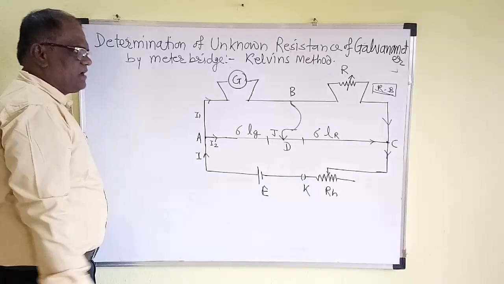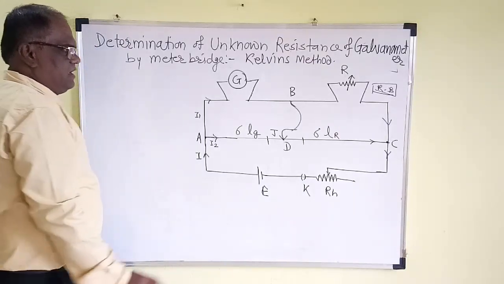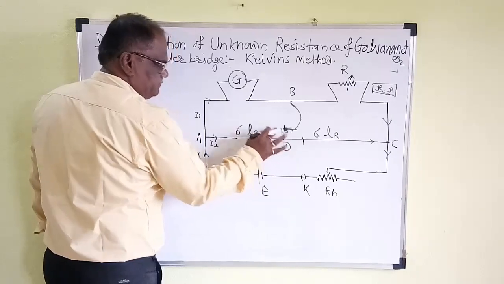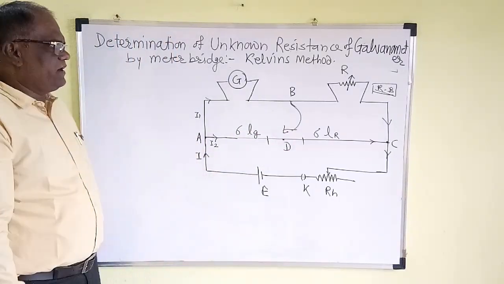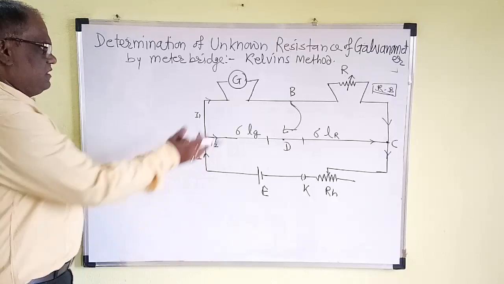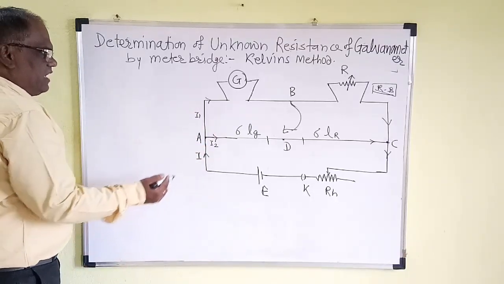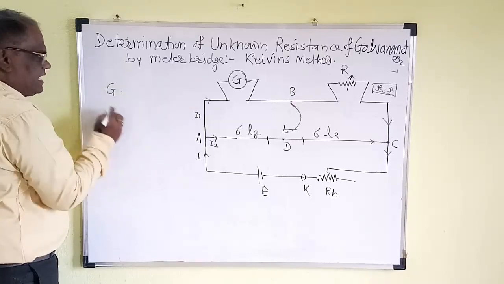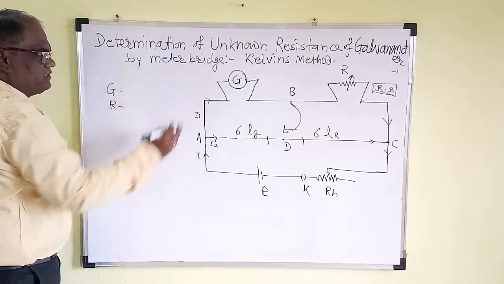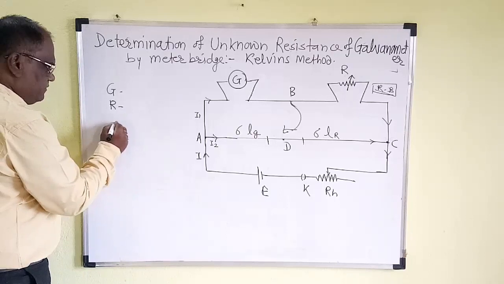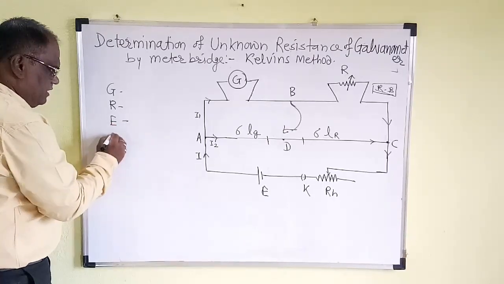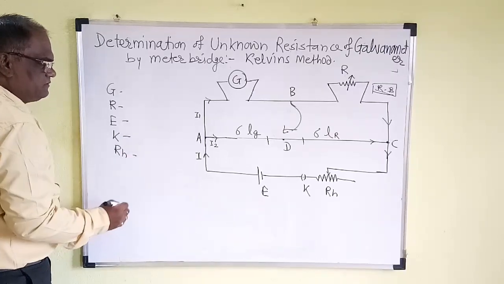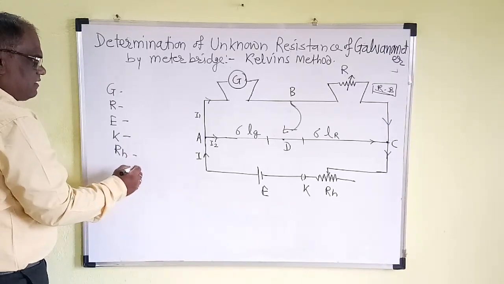Once the connections are made, here initially the jockey is not touched to the wire. Now what happens? You can label the diagram by here G is the galvanometer, R known resistance from the resistance box, E EMF of cell, K key, RH rheostat.